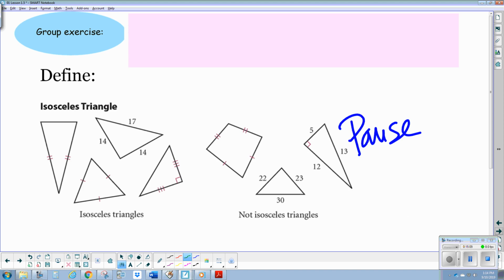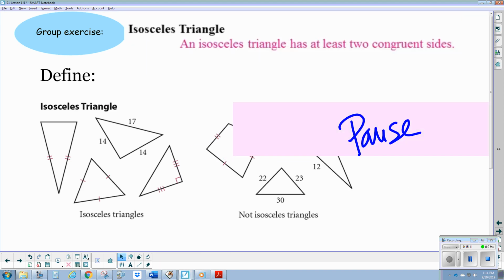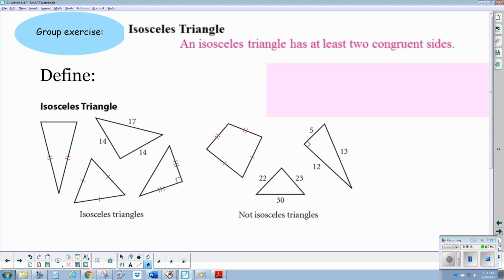And then the last one is an isosceles triangle. In an isosceles triangle, we have at least two congruent sides. So here we have two sides congruent, and it's a right triangle. So this is an isosceles right triangle. Here we have three congruent sides. That makes it an equilateral triangle, which is a special isosceles triangle. And here we have the simplest form, just two congruent sides. Those are both isosceles triangles.